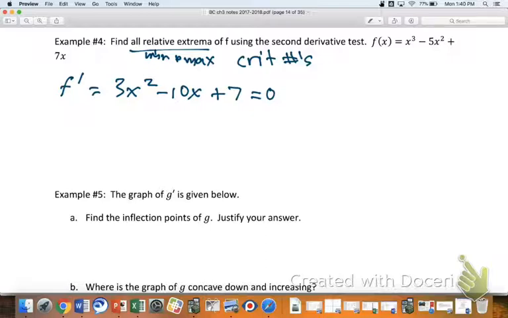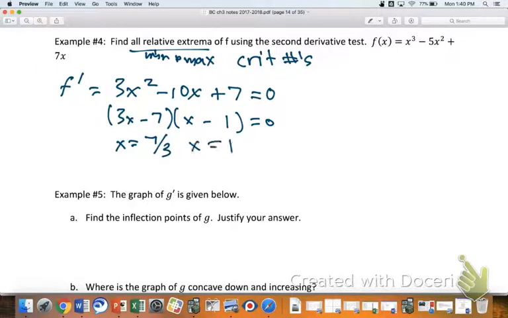You're going to have to factor, and I don't know if that's a scary word or not. I hope it isn't. I think we're good there, right? Okay, so then you set both factors equal to 0, and you solve. So critical points at x equals 7/3 and x equals 1.